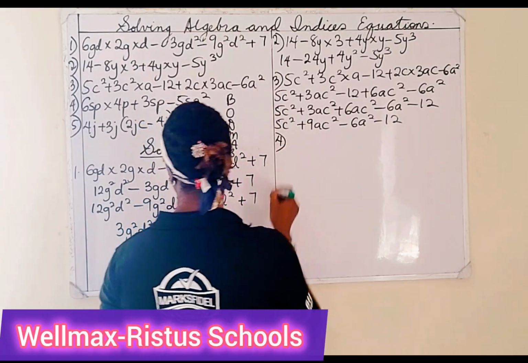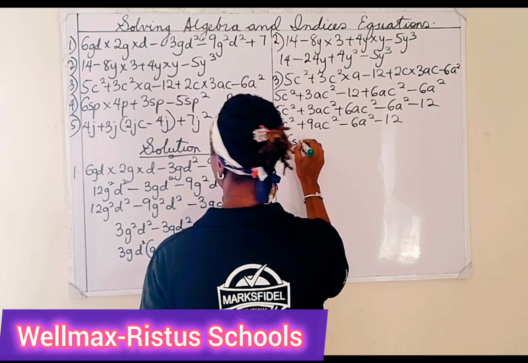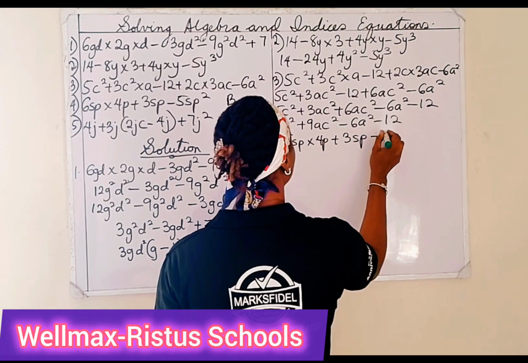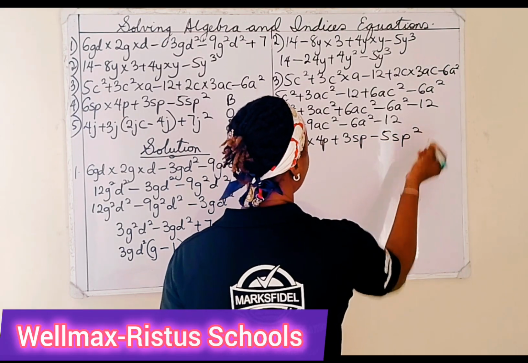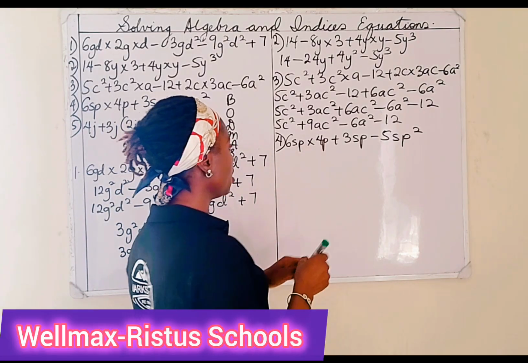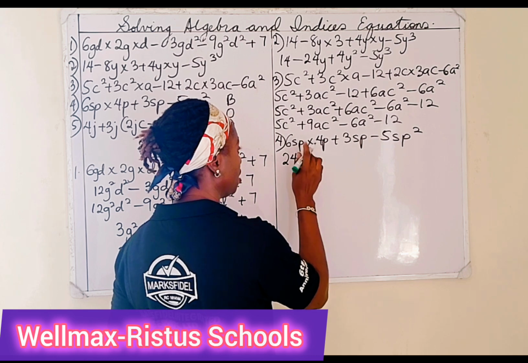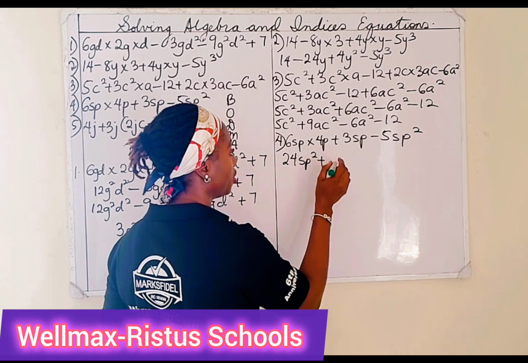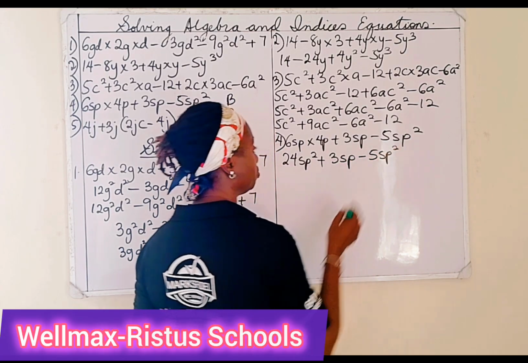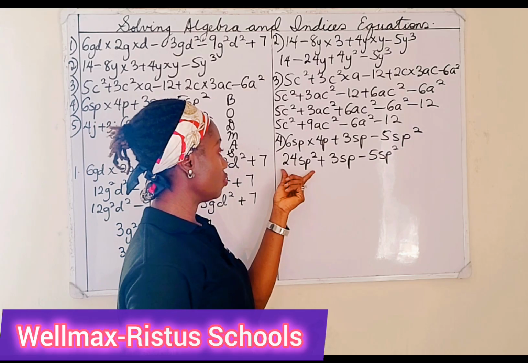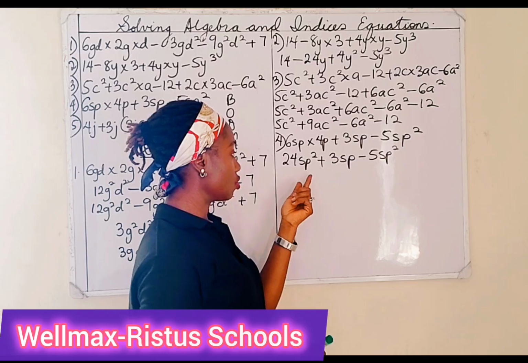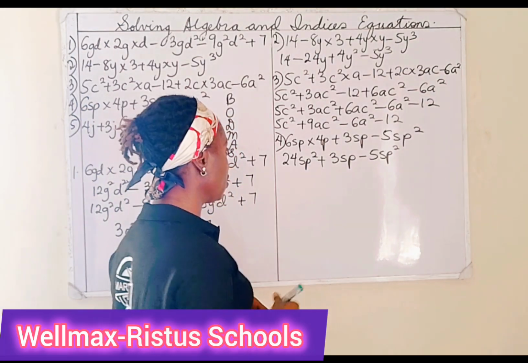Number 4, 6sp times 4p plus 3sp minus 5sp squared. Okay, we're going to multiply this together. 6 times 4 equals 24s. P times p is p squared, plus 3sp minus 5sp squared. You can see that these ones here, 24sp squared and 5sp squared, have the same coefficient of sp squared. So we're going to group them together.